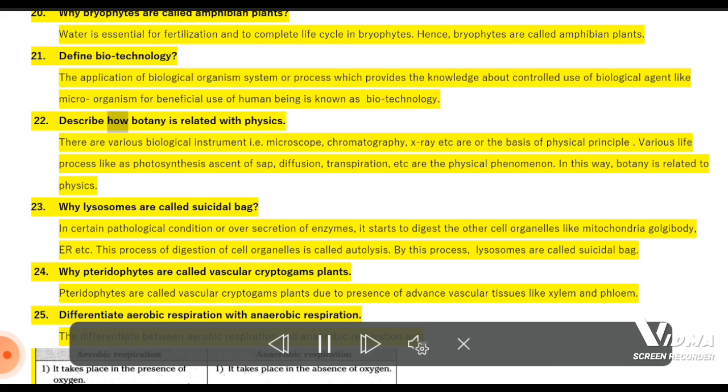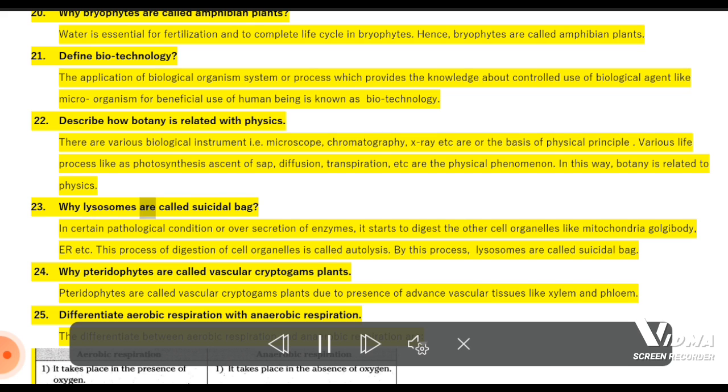22. Describe how botany is related with physics. There are various biological instruments, i.e. microscope, chromatography, X-ray etc., which are based on physical principles. Various life processes like photosynthesis, ascent of sap, diffusion, transpiration, etc. are physical phenomena. In this way, botany is related to physics.